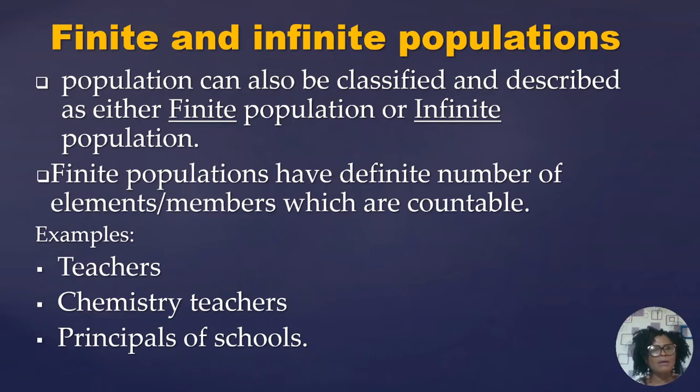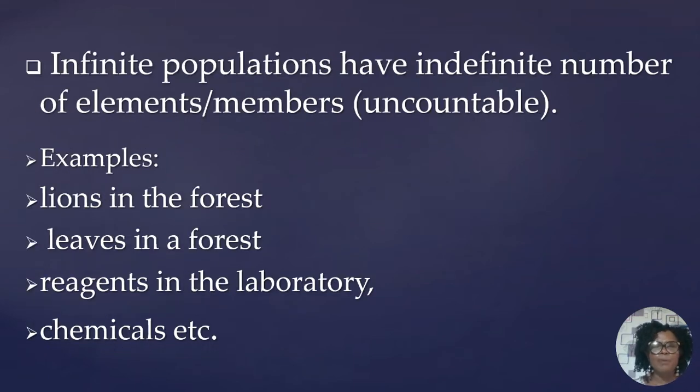But there are things when I'm talking about some level of human beings, like when we talk about vice chancellors, administrators, principals, students. These ones are finite. So population can also be classified and described as either finite population or infinite population. Finite populations have definite numbers of elements or members which are countable. Examples are teachers, chemistry teachers, principals of schools. Infinite populations have infinite numbers of elements and members that are uncountable.